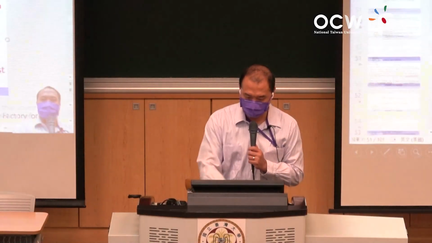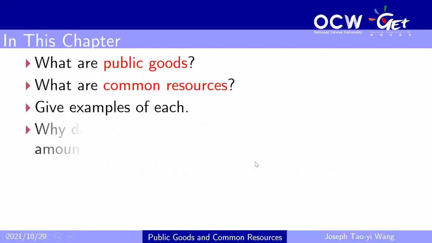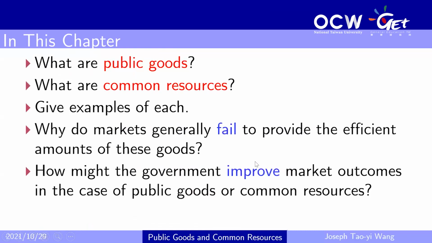Let's move on to chapter 11. Public goods and common resources. So we'll look at what are public goods, what are common resources, and we'll look at examples of these. And we'll see why markets generally fail to provide the efficient amount of these goods, and how the government can improve market outcomes in the case of public goods or common resources.